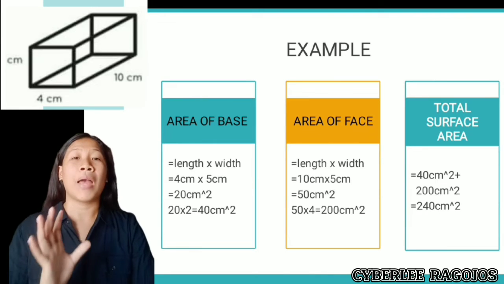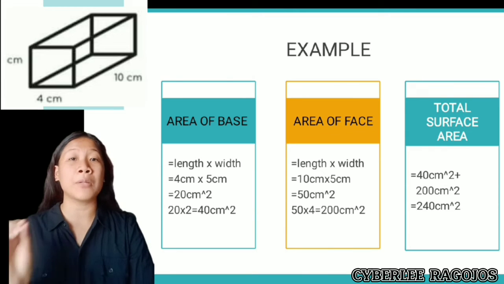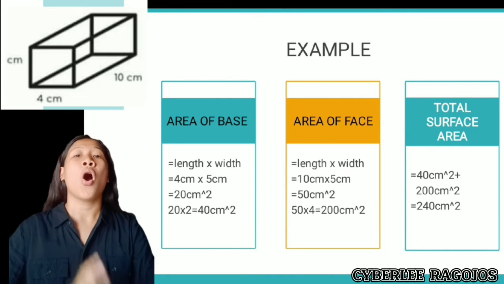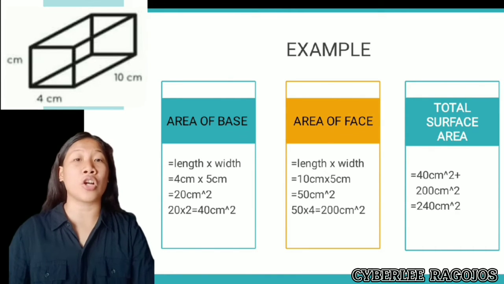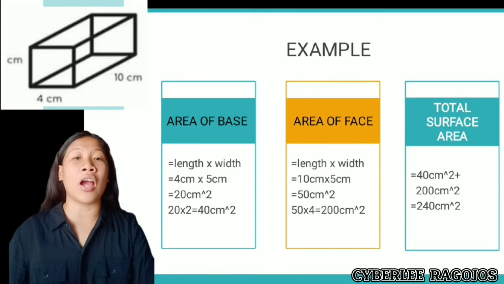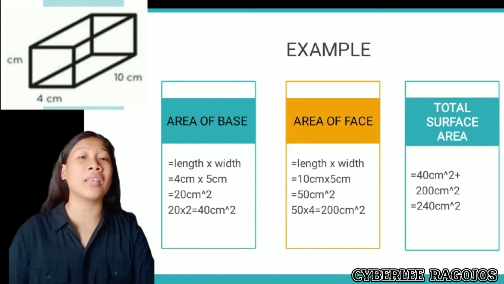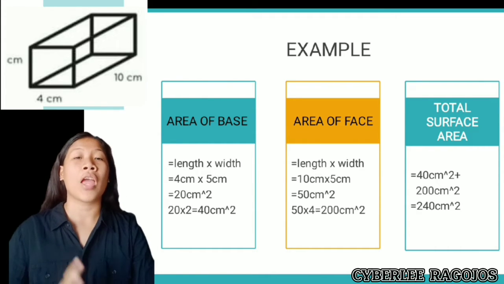So, meron din tayong faces in a prism which is the top, side, back, bottom. All of these faces are measured 10 cm by 5 cm. We can take the area, we got 50 times 4. So 50 times 4 is equal to 200 cm squared. The area of all the faces of the side.